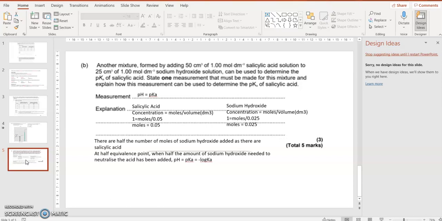So you've got to show for the explanation half the number of moles of sodium hydroxide as there are salicylic acid, maybe by doing a little calculation or something like that, and then explain that at the half equivalence point, when half the amount of sodium hydroxide needed to neutralize the acid has been added, then pH equals pKa.